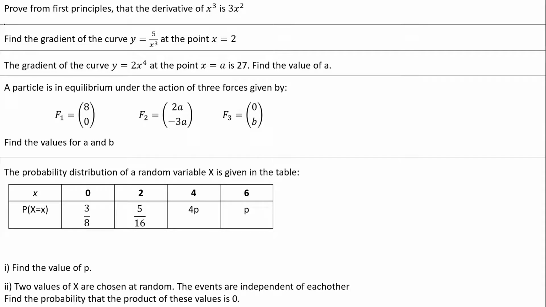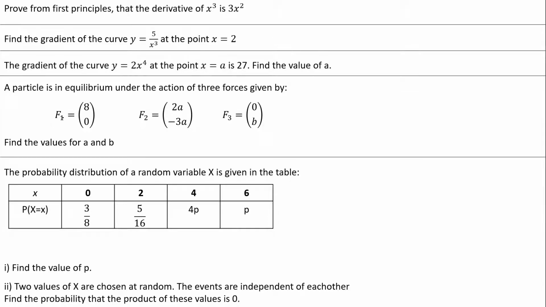Alrighty. So, good afternoon. What I'm going to be running through today is these questions, which is the knowledge retrieval for 12A in HABE. We're going to go through proving a derivative from first principles. We're going to be using a derivative to find the gradient of a curve at a point. We're also going to be doing exactly the same, but instead we're going to be given the gradient, and we need to find the actual coordinate of it.